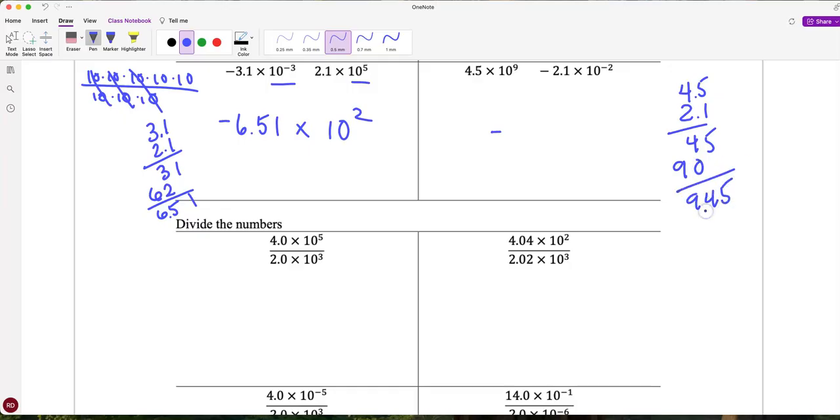So that's going to be 9.45. And then multiply by 10 9 times, divide by 10 2 times, just add those exponents: 10 to the 7th power.